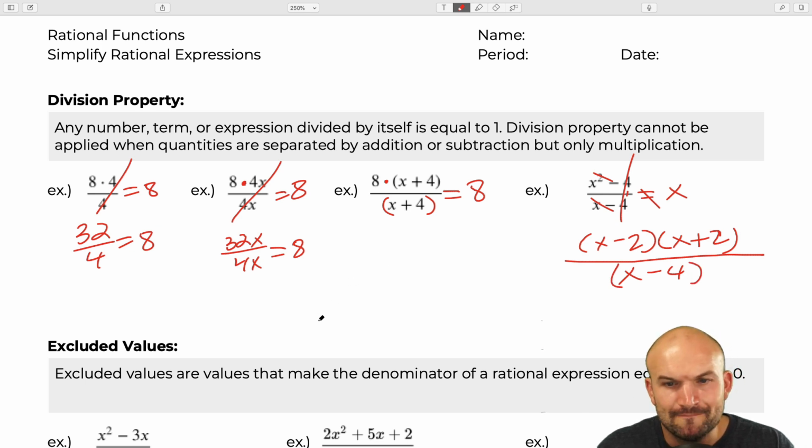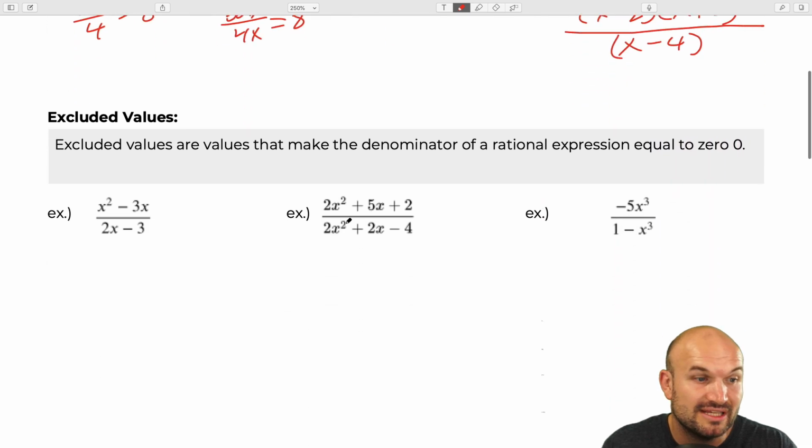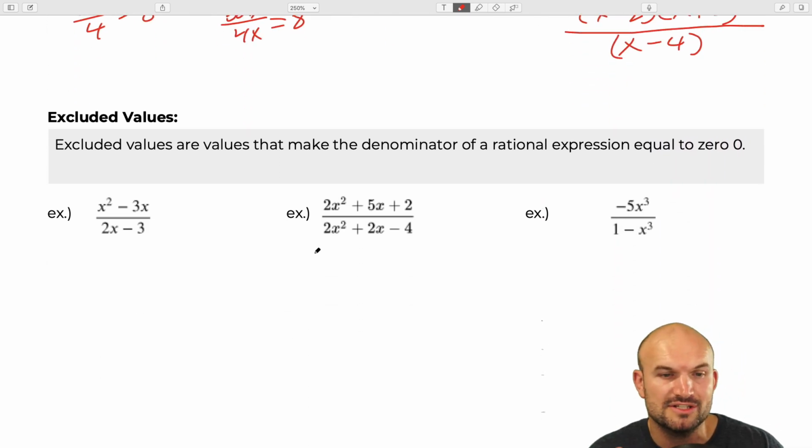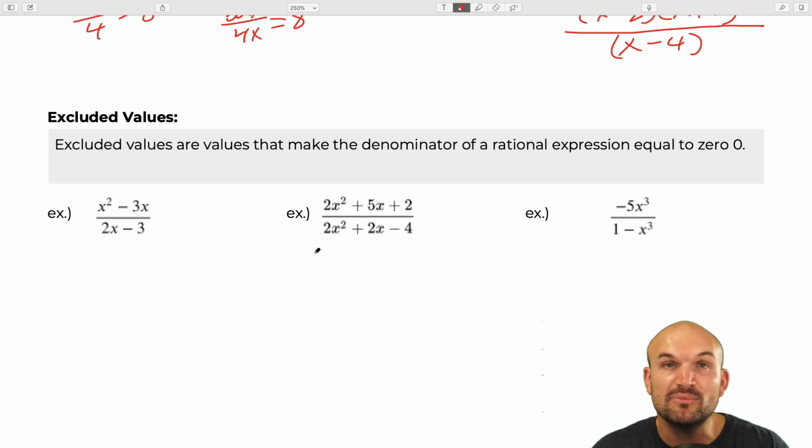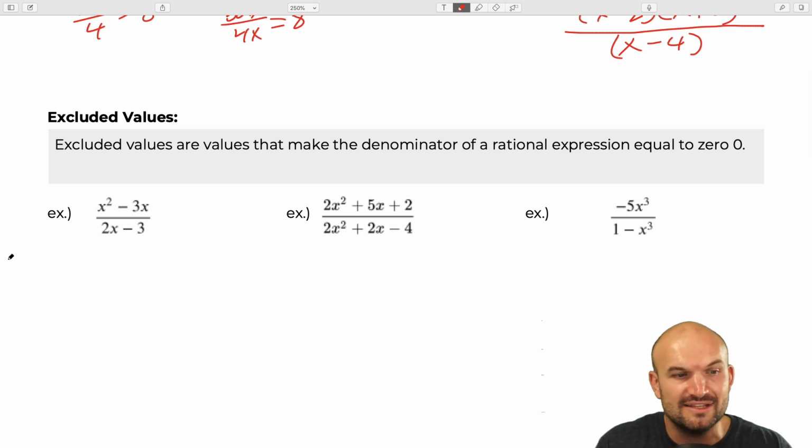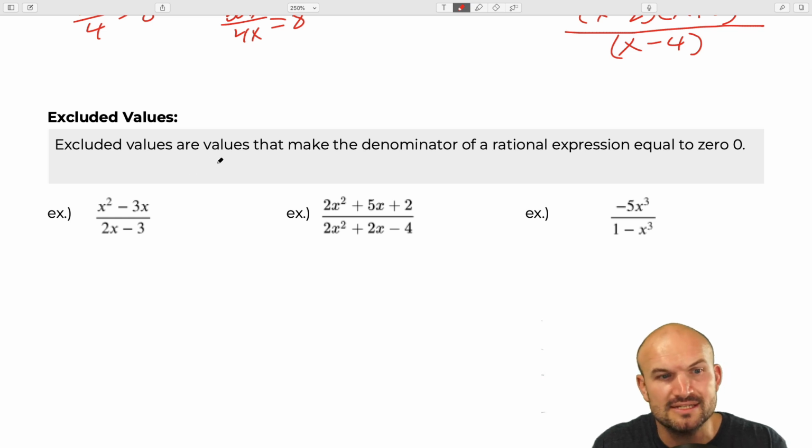Okay. Now let's go ahead and get into the excluded values. So again, the excluded values go directly to what we talked about with identifying the asymptotes and the holes. And we will be continuing on that. But for this section, we're just going to focus on the algebraic idea, right? Just focus on simplifying the rational expressions and then reminding ourselves that our denominator cannot equal 0. So we're finding the values that make our denominator equal to 0. That's important because the excluded values are the values that make the denominator 0.